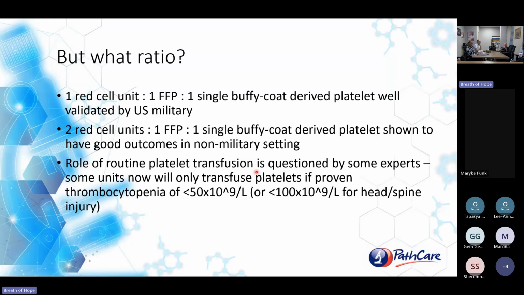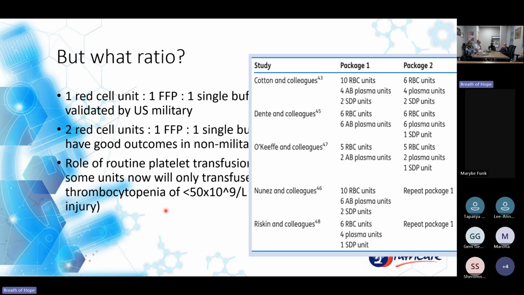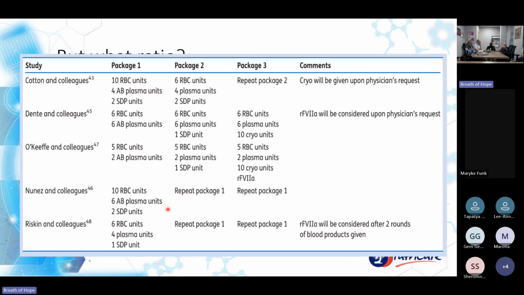Right, the role of routine platelet transfusion is questioned by some experts. Some units will only transfuse the patient if there's a thrombocytopenia, so less than 50, or a platelet count less than 100 for head and spine injury, because there's no clear evidence that platelet transfusion without thrombocytopenia actually does anything.